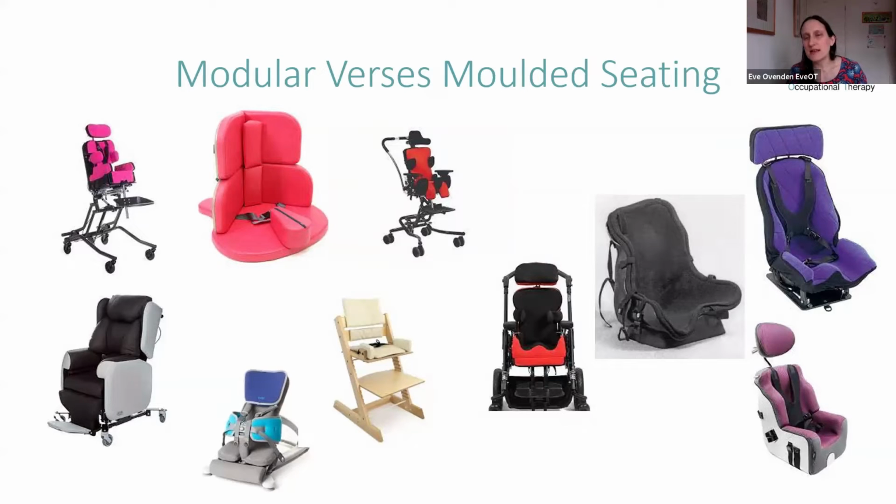And generally you go for one of these seats if the modular supports of a non-modular seat wouldn't provide enough support for the child, and they've got fixed body shape changes that need to be accommodated. The downside of the molded seat is that they have limited growth and change to them. So they don't grow with the child. You're looking at 12 to 18 months fit. So from a cost point of view, you have to take that into consideration.